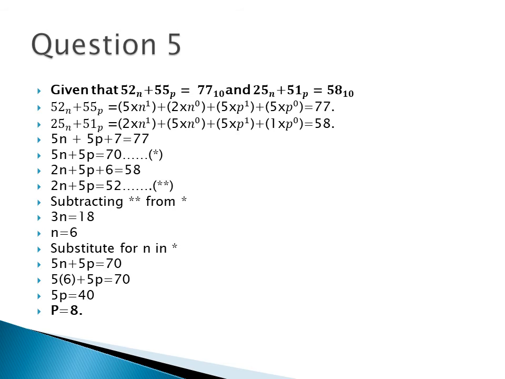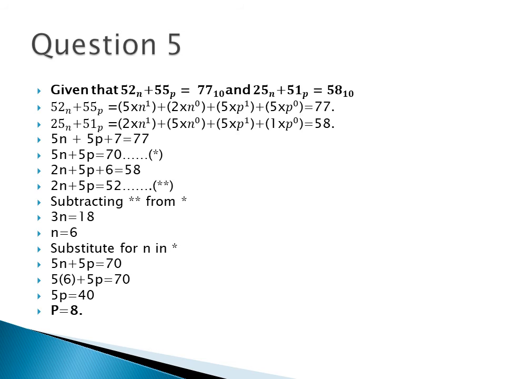So this is another question, but this is going to lead us to a simultaneous equation: 52 base n plus 52 base p is equal to 77 base 10, and 25 base n plus 51 base p is equal to 58 base 10. Using the expanded notation, we will definitely have 5 times n raised to power 1 plus 2 times n raised to power 0 plus 5 times p raised to power 1 plus 2 times p raised to power 0 is equal to 77 for the first equation.